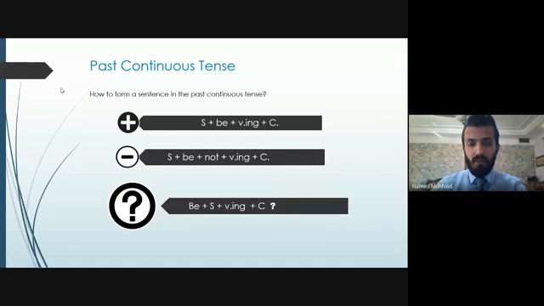So a yes/no question using the past continuous tense should always start with the verb be, followed by the subject, and then the main verb in its ing form. It may or may not be followed by a complement, depending on the verb. And the most important thing is the question mark at the end. Can anyone give me an example of an interrogative sentence using the past continuous tense?